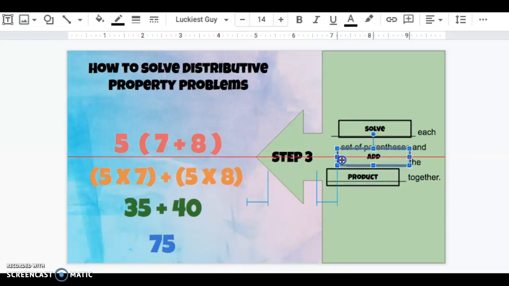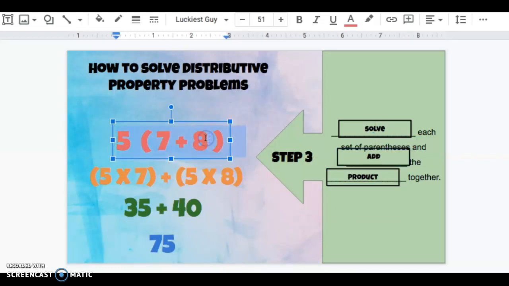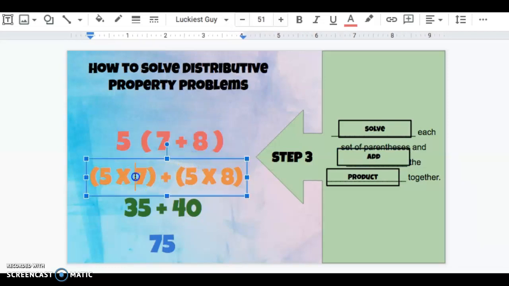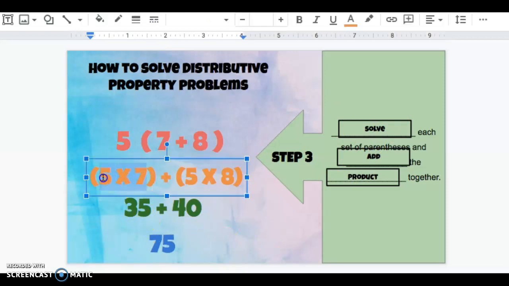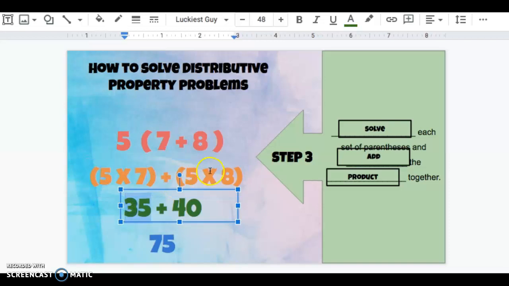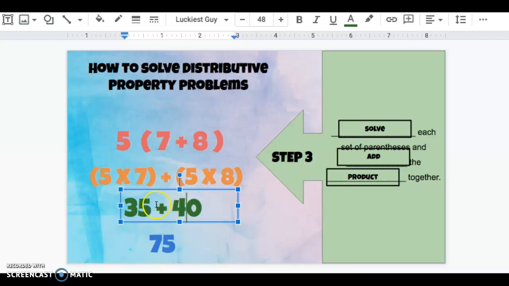And what I mean by that, okay, so here's our original problem right here. Okay, this is our original problem. When we went trick-or-treating, we each got our own piece of candy. So this step 3 is telling us that we need to now solve each parentheses. So 5 times 7 is 35, and 5 times 8 is 40. Okay, 35 plus 40, the answer would be 75.